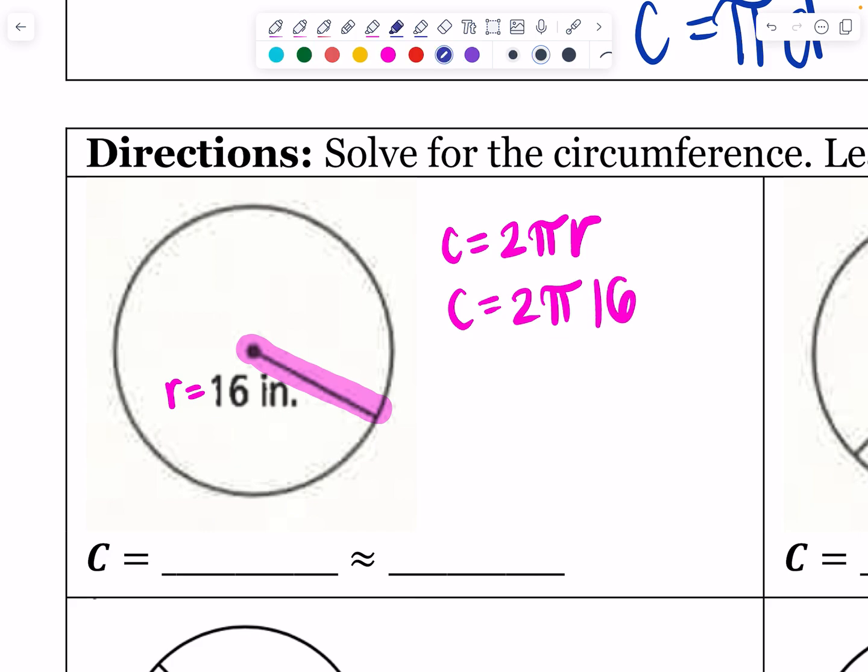When you leave it in terms of pi, that means you type in everything else into your calculator, but you leave the pi, meaning how many pi's do you have? So that's going to be 2 times 16, which is going to give me 32 pi's. That's going to be 32 pi inches. That's my exact circumference. That's not rounded at all.